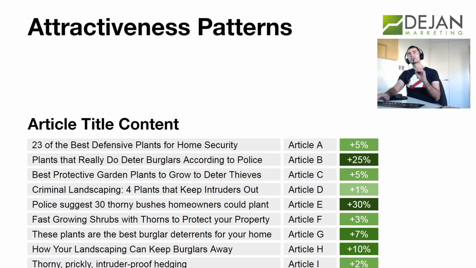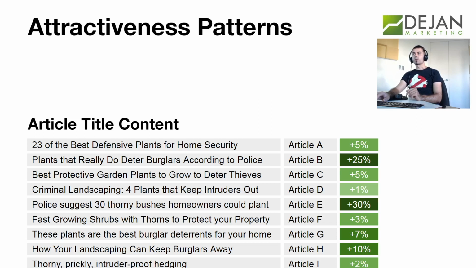So if we start analyzing attractiveness patterns, we focus on the titles. We scrape all the titles for all our content, and we observe the impact certain keywords or numbers or symbols or sentence structures may have had on the ability of these results to attract more clicks than you would expect. Why? Because that indicates a particularly interesting topic.